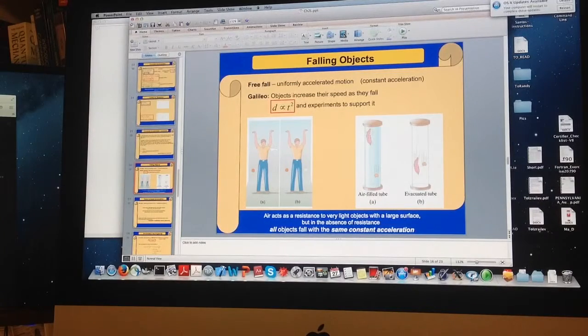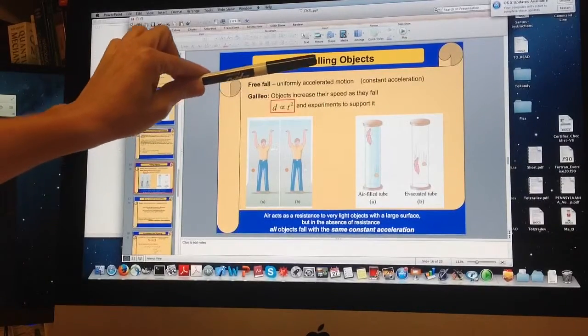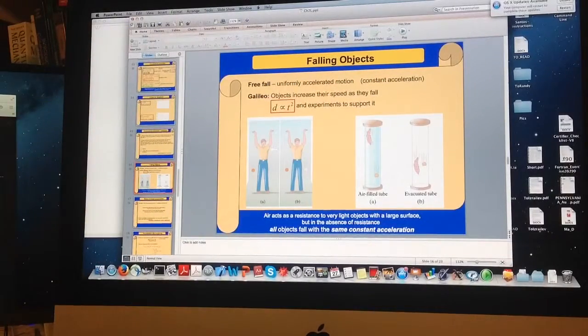Okay, so now we are talking about free fall, objects that fall. And the idea is the following. When we have free fall, we have a uniformly accelerated motion. It is a motion where the acceleration is constant. So those equations that we derived before will apply here.